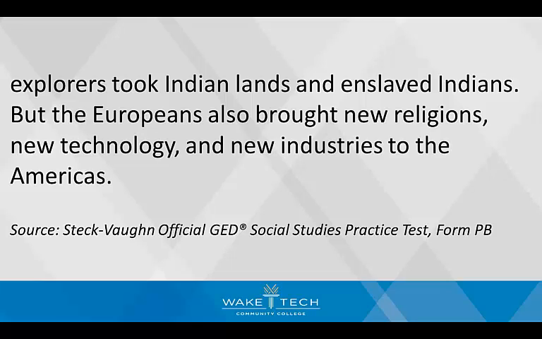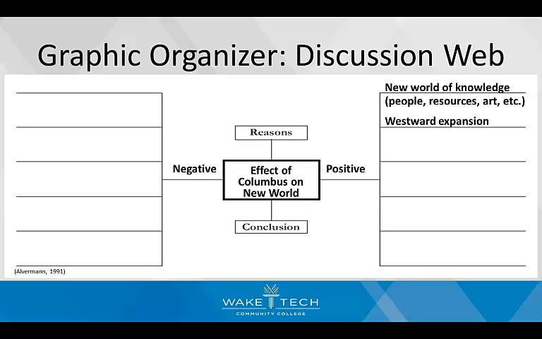Speaker B talks about how the Europeans took Indian lands and enslaved the Indians. These are negative effects, which we will list on the left-hand side of our organizer. However, Speaker B also mentions new religions, technology, and industries, which are positive effects, so we have something to add to the right-hand side as well.